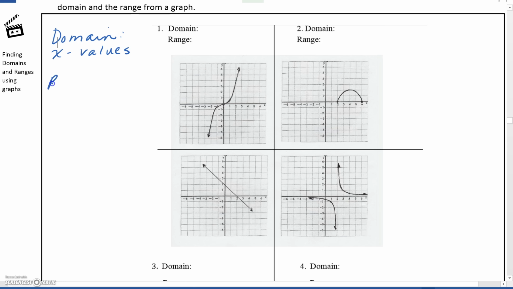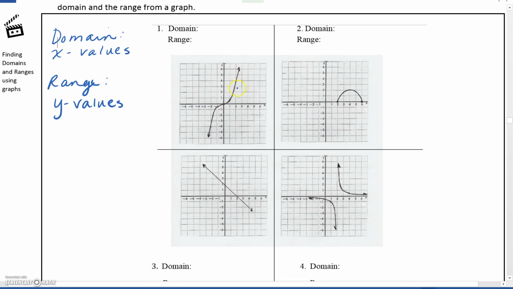And then we talked about the range being all of the y values that the function could get out. And when we just had ordered pairs, it was very easy to list just all the x's and list all the y's. But what about when we have a graph? So let's start with this first graph.